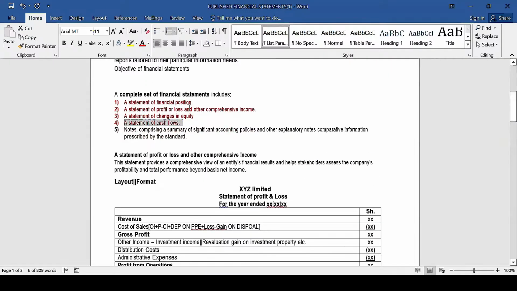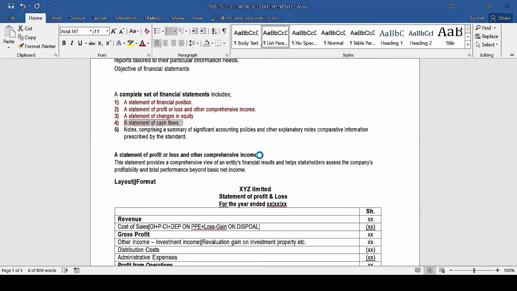So what is a statement of profit or loss and other comprehensive income? This one is prepared to assess the performance and the profitability of a company. And we said, how do we prepare this statement for publication purpose? Do we prepare it in the normal way, where we record expenses separately?